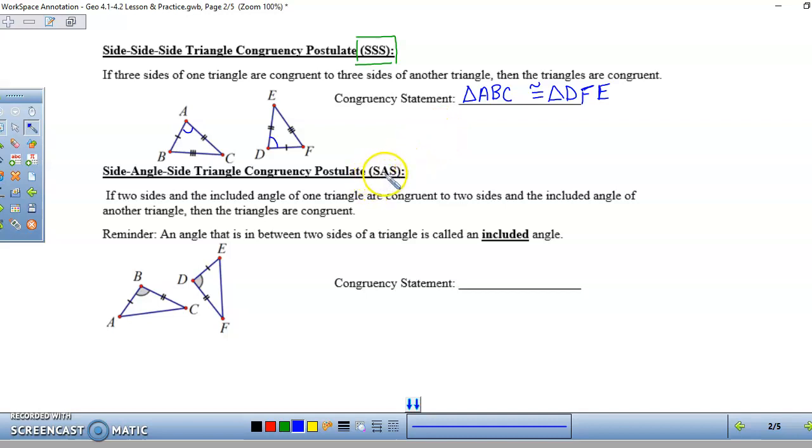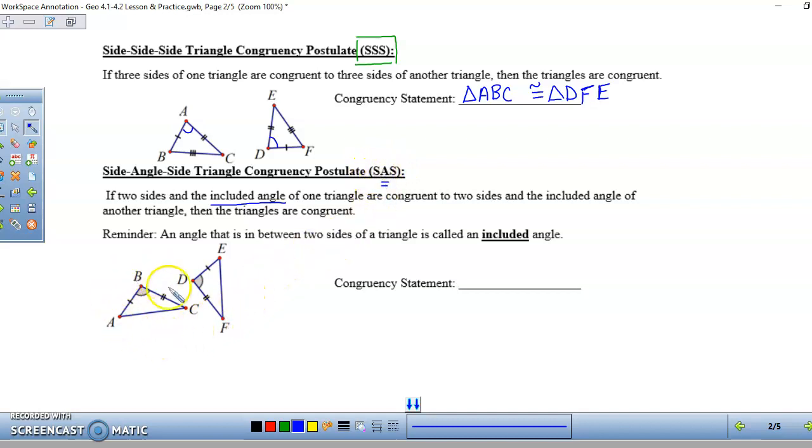Next one is side, angle, side. So you'll notice here you have 2 sides and an angle. Now, what's really important in this is that it's the included angle. So that's one of your vocabulary words. So included angle, notice that the A is literally attached to both the S's.